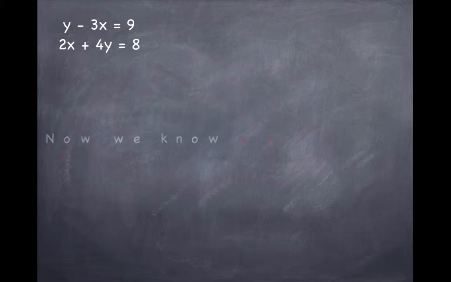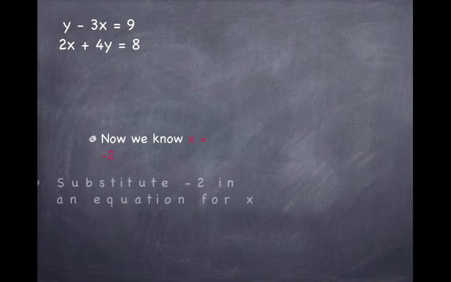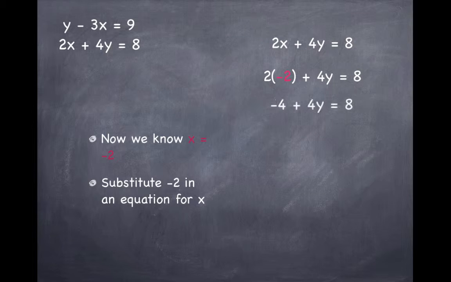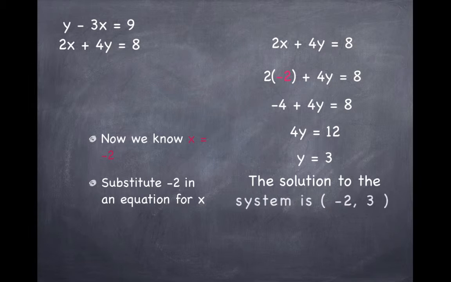Now that we know that x equals negative 2, we use that to solve for y. So we substitute negative 2 in for x in one of the equations. I happen to pick the second one. I could have picked the other one. Multiply and I get negative 4. Add 4 to each side. I get 12. Divide by 4, y equals 3. So the solution to this system is negative 2, 3.